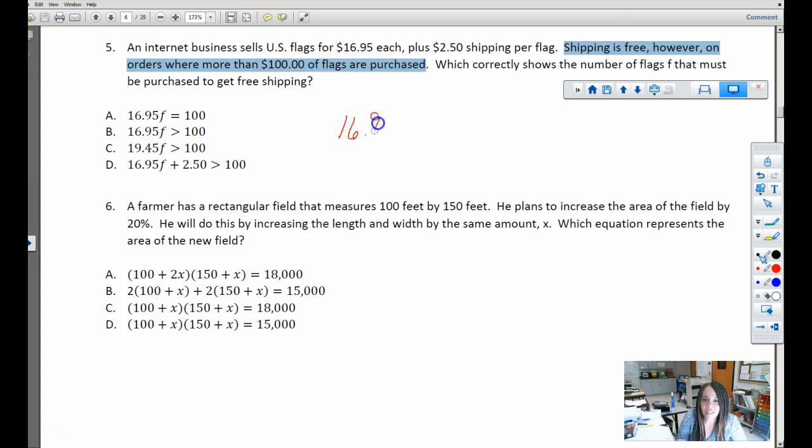So $16.95. That's this number. And what does that stand for? That's the flags. Okay? Remember, we're going to buy flags online. So you are going to have plus $2.50 shipping per bag. I could add that here because I see that keyword plus. But let me read on to what I highlighted in blue.